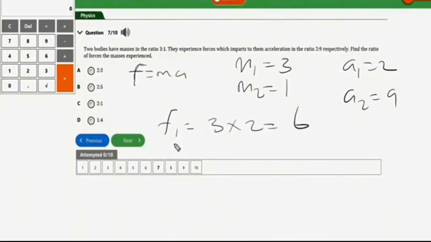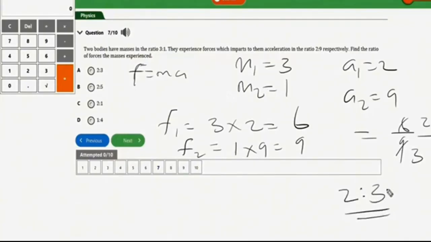Force of the second mass will be 1 times 9, which will give you 9. So it's in ratio. Ratio implies division. This will give you 6/9. So 3 into 2, 3 into 3. So the ratio will be 2:3. Now we answer this question 2:3. The correct option is Option A. Okay, so that's it for this question. Let's wipe this now and solve the next repeated question.